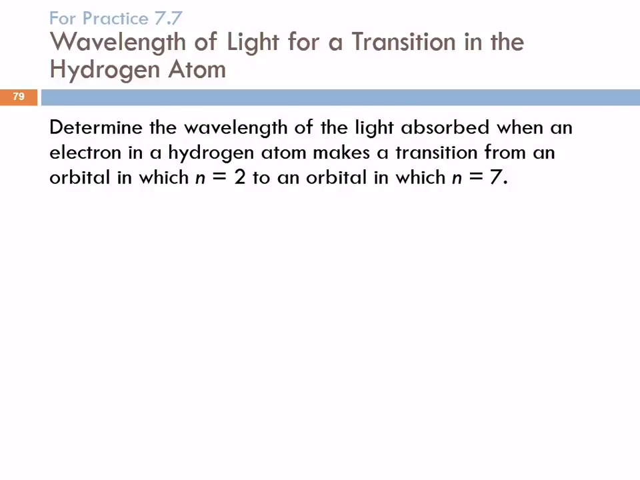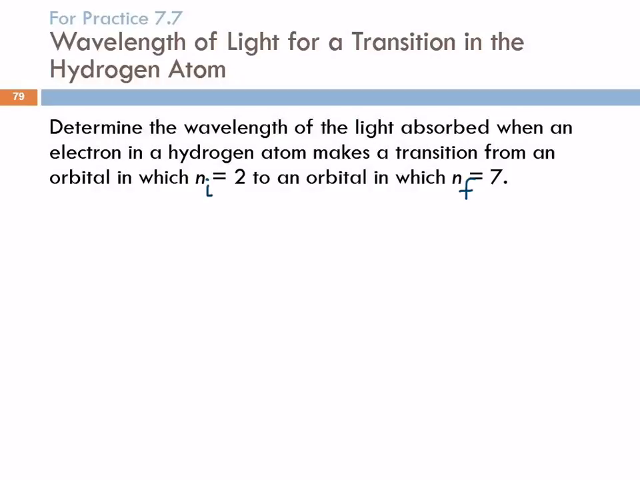Determine the wavelength of the light absorbed when an electron in a hydrogen atom makes a transition from an orbital in which n equals 2 to an orbital in which n equals 7. We'll do this example, and then no matter what else is after it, we're going to stop. Which is the initial level and which is the final? 2 is the initial, and this n is final. From 2, right?